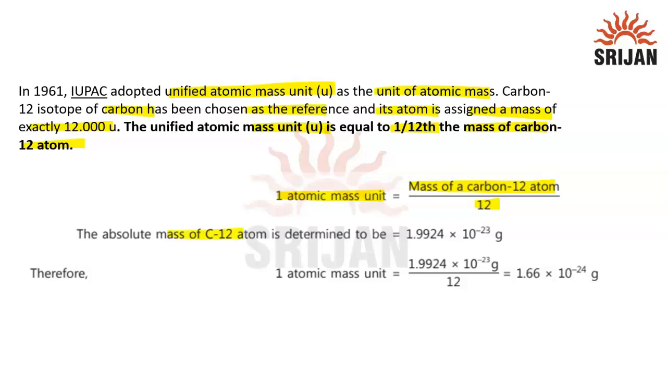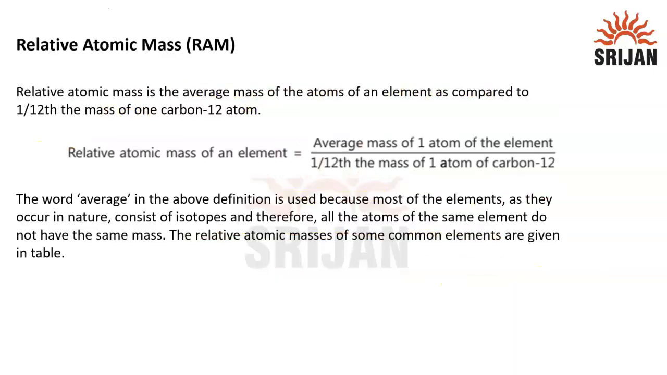The absolute mass of carbon-12 is determined to be 1.99 × 10^-23 gram. Therefore, one atomic mass unit is simply equal to 1.99 × 10^-23 gram divided by 12, which finally is equal to 1.66 × 10^-24 gram.